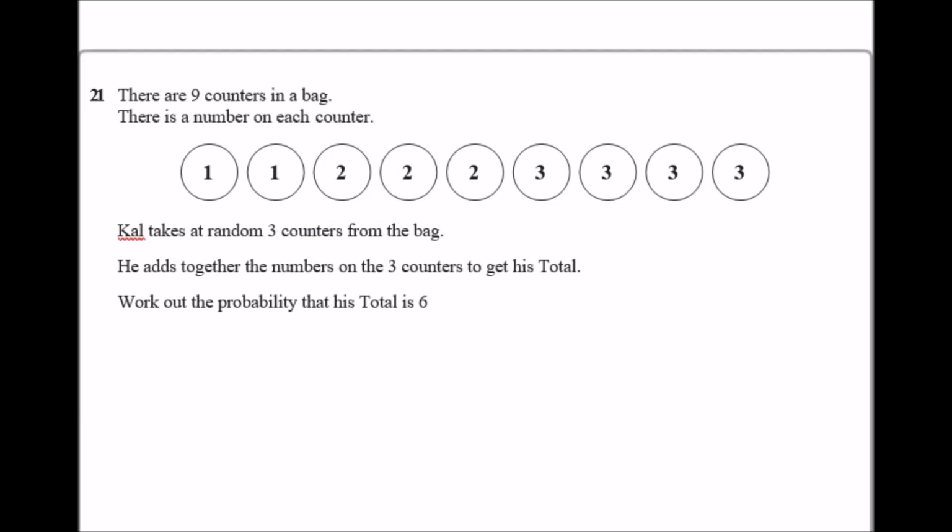Alright, number 21, guys. It looks like we're almost there. I think we're coming to the end now. So we have 9 counters in a bag. There is a number on each of the counters. So we've got 2 1s, 3 2s, and 4 3s, conveniently. Cal takes at random 3 counters from the bag. He adds together the numbers on the 3 counters to get his total. Work out the probability that the total he gets is a 6.